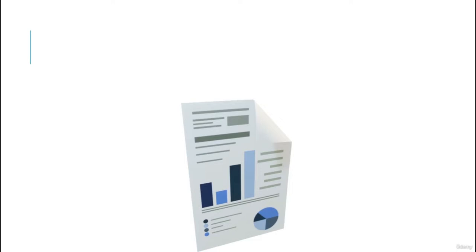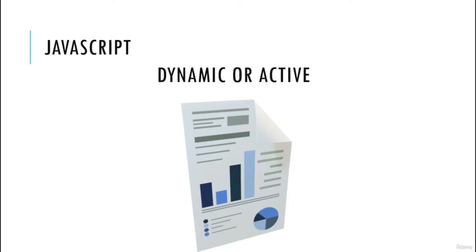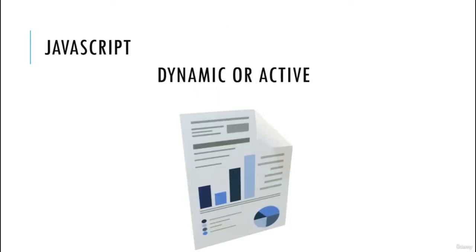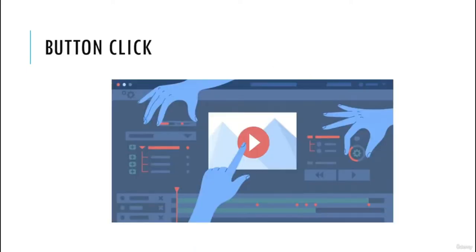Okay, moving on to JavaScript. Now, JavaScript is used for making your page more active or dynamic. Okay, that's pretty simple. Let's consider an example. If you click on a button on a web page, then that button is going to do whatever it does because of JavaScript. If there was no JavaScript, that button would do nothing.